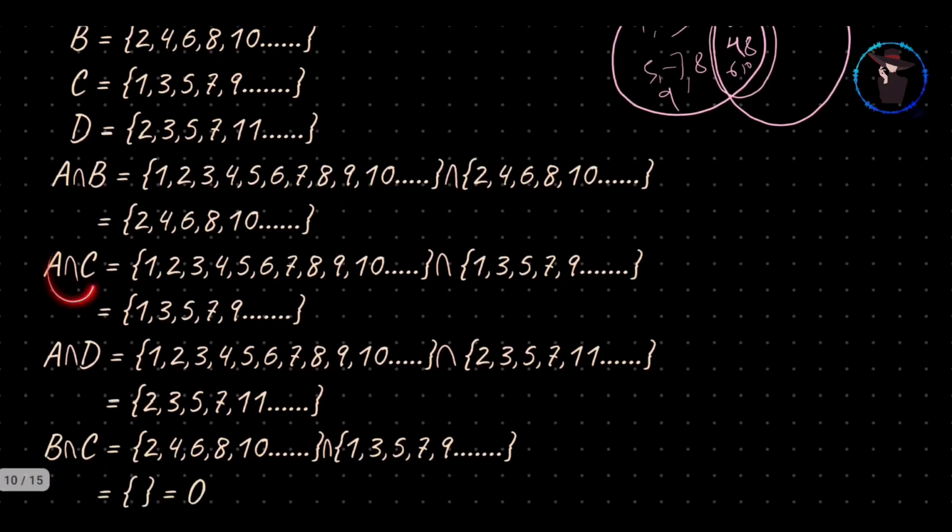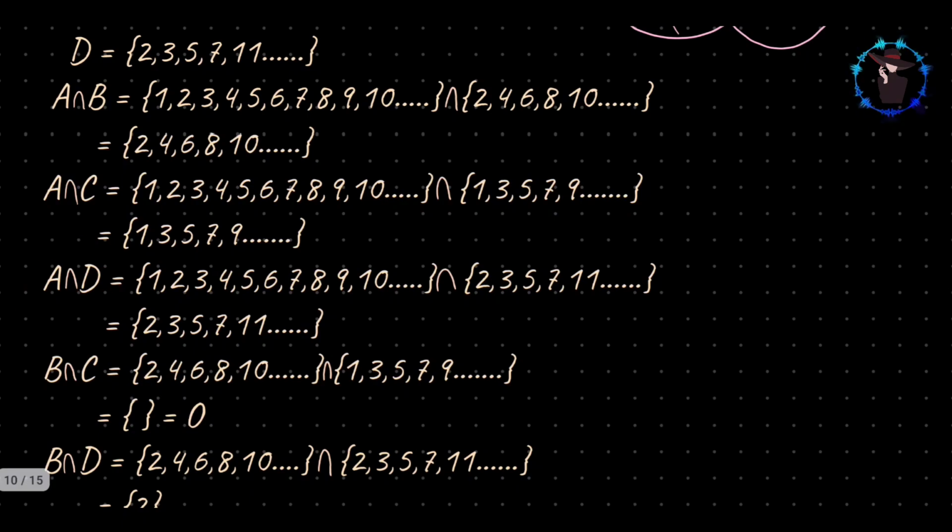Similarly, we got A intersecting C. A 1, 2, 3, 4, and so on till 10. C 1, 3, 5, 7 and odds. So the intersecting ones are the odds, present in here as well as here. 1 here, 1 here, 1 here. 3 here, 3 here, so 3 here. 5 here, 5 here, so 5 here. 7 here, 7 here, 9 here, 9 here, and so on.